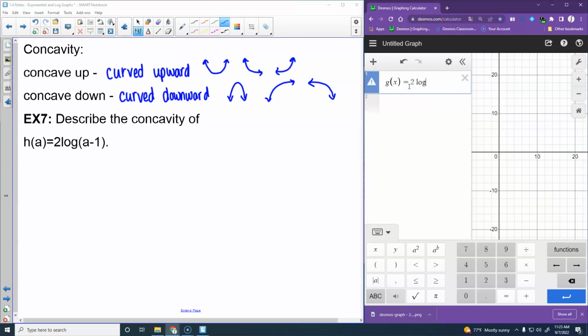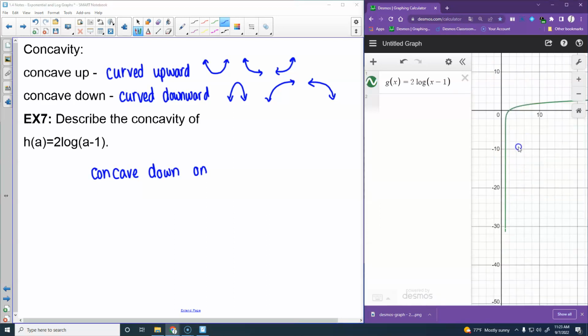So 2 log of, I'm going to use x minus 1 so it'll graph it better. All right, is this one going to be concave up or concave down? This one's down, right? So we would say concave down on the interval, and we need our domain. This one is not concave down at negative 7 because there's no graph at negative 7, right? Where is our vertical asymptote here?